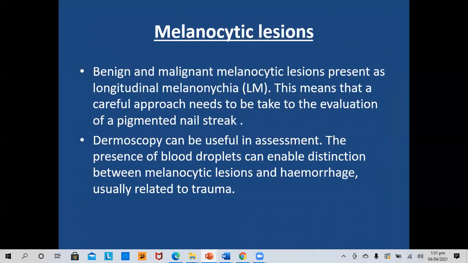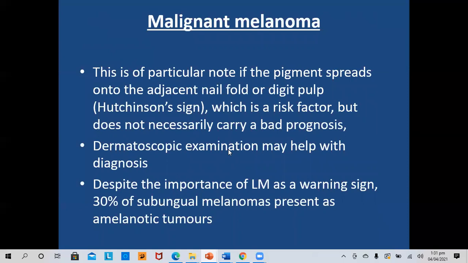Melanocytic lesions. We have discussed the benign melanocytic lesion, which is melanocytic bands, but malignant lesions are also seen. Longitudinal melanoma. Dermoscopy can be helpful in assessment and distinguishing between benign and malignant lesions. Malignant melanoma is of particular note if the pigment spreads onto the adjacent nail fold and digit pulp, which is called the Hutchinson sign. Dermoscopic examination may help in the diagnosis again.